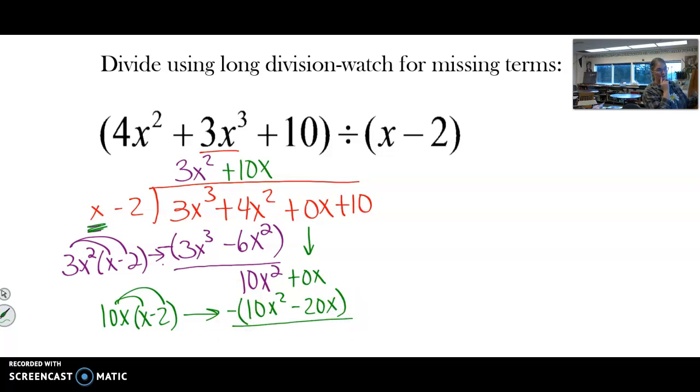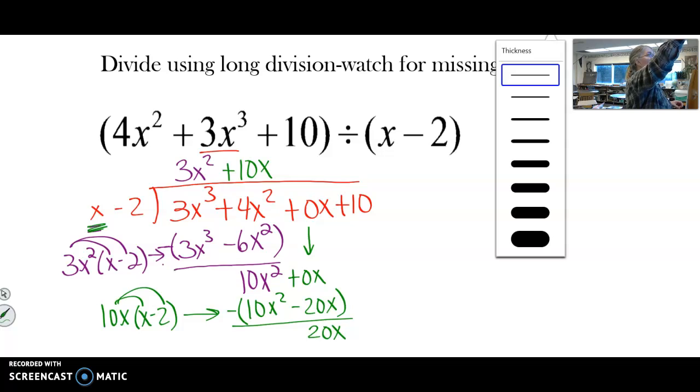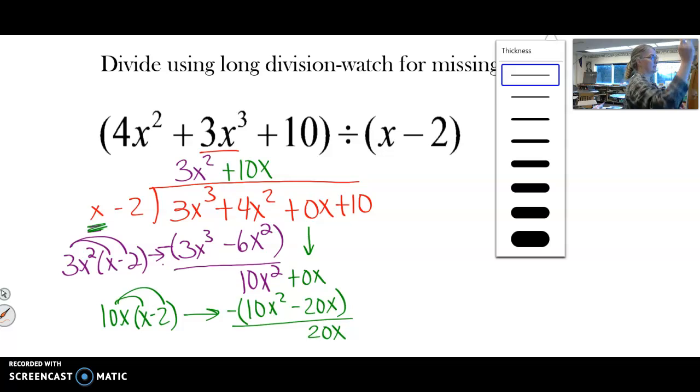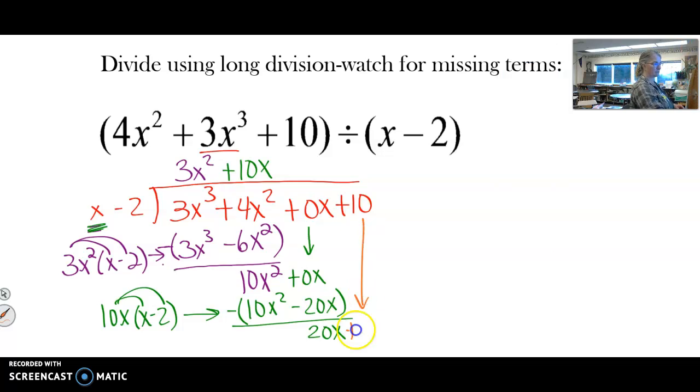So you have 0x minus a negative 20 becomes plus 20x, and then the 10x squared minus 10x squared is going to drop out. Then we're going to bring down this 10. So it's going to be plus 10. And then you look again at this first term in the divisor and the term down here, 20x. I'd have to multiply x by 20 to get the 20x.